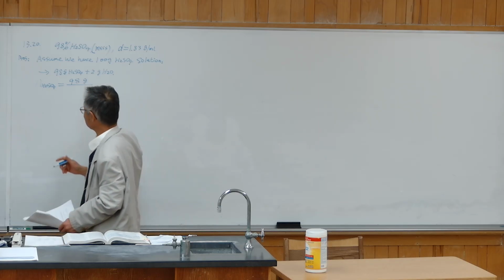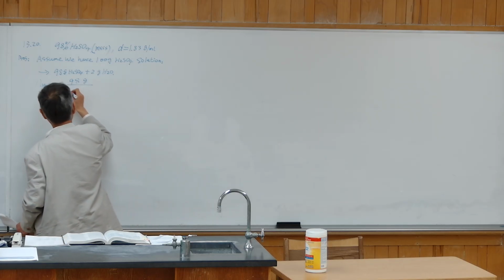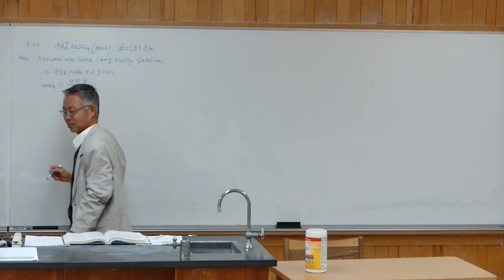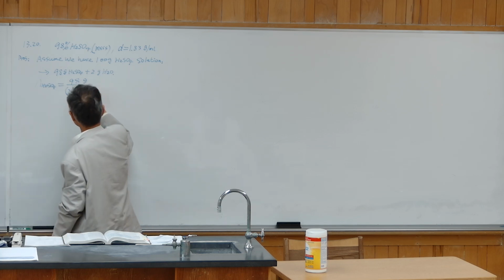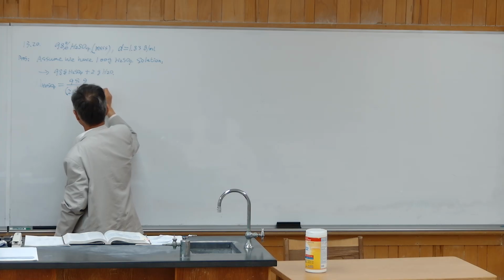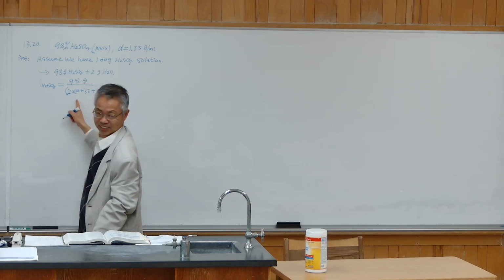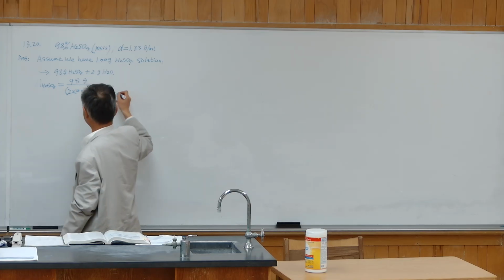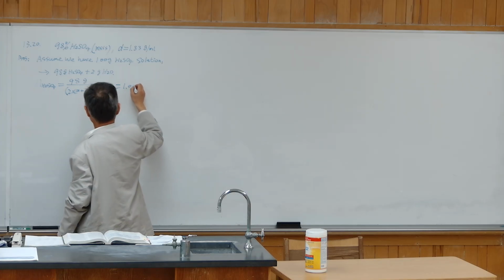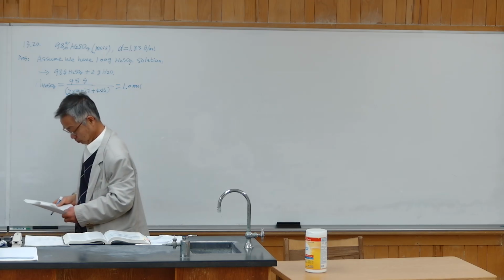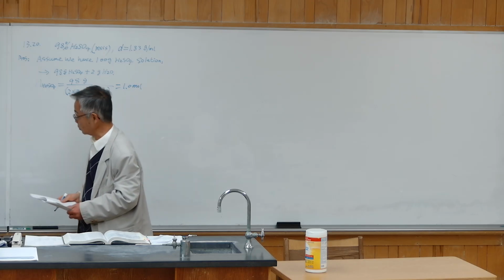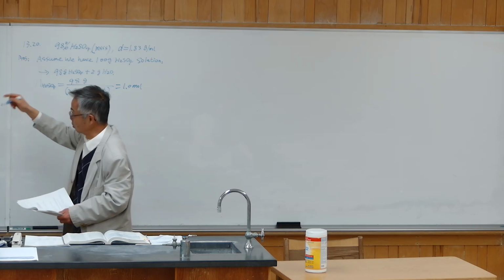So hydrogen is 1.008, simply just 1. Sulfur 32. Oxygen 16. 64, 96, 98. Right, 98 divided by 98 is one mole. So molarity is moles divided by liter.